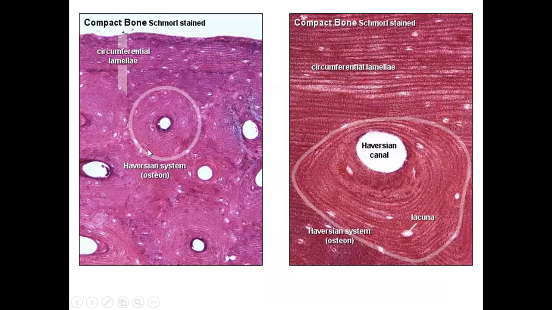And just to show you another picture of the Haversian system, the osteon. In the middle here we have the Haversian canal, and then we have the lacuna here. Inside the lacuna we have the osteocyte.